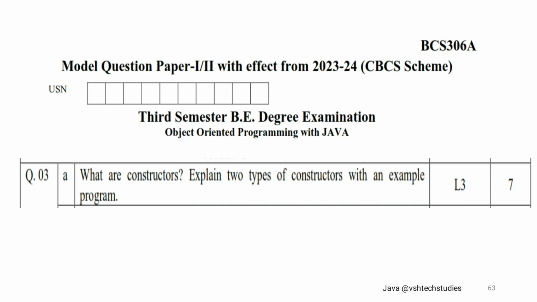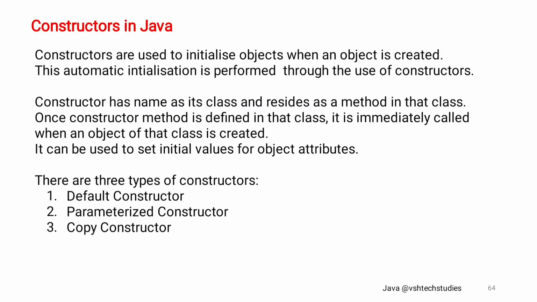So in this, two types are asked. Totally there are 3 types. We shall see all the 3 types. So what are constructors? Constructors are used to initialize objects when an object is created. This automatic initialization of the object is done through the use of constructors. A constructor has the same name as its class and it resides as a method in the class.